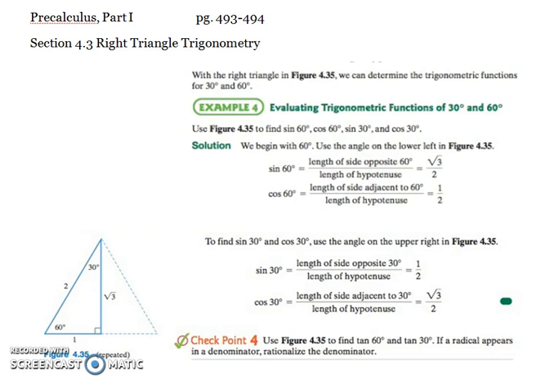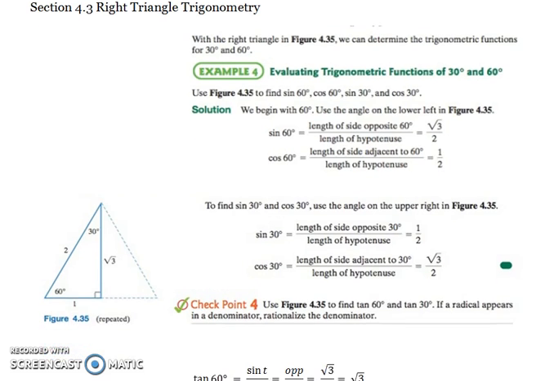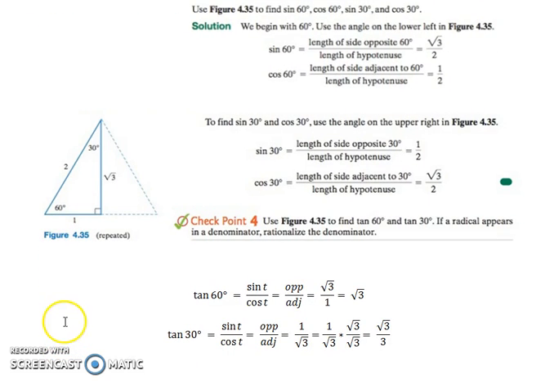Okay, and now they want us to find the tangent of those. So the tangent of 60, here's 60, opposite over adjacent would be square root of 3 over 1. That one's nice. The tangent of 30, the opposite is 1, the adjacent is square root of 3, so opposite over adjacent is going to give you 1 over the square root of 3.